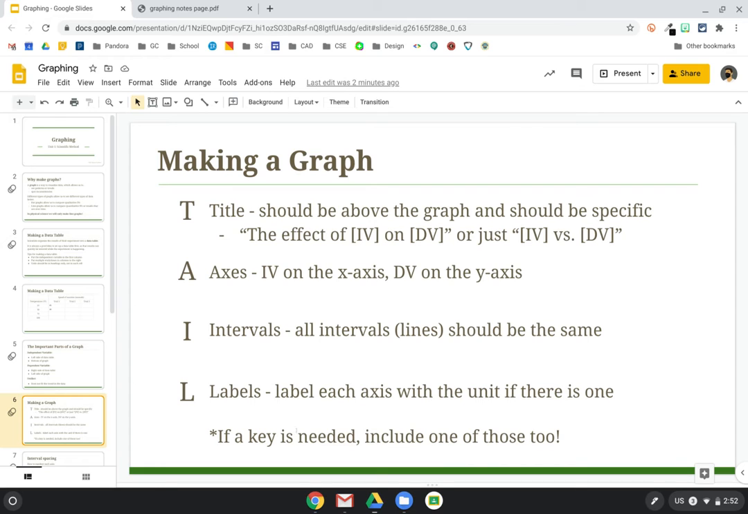This doesn't apply to all graphs, but some graphs have keys because they have different colors or shapes to show different data sets on the same graph. And so a key would be a good thing to remember as well.